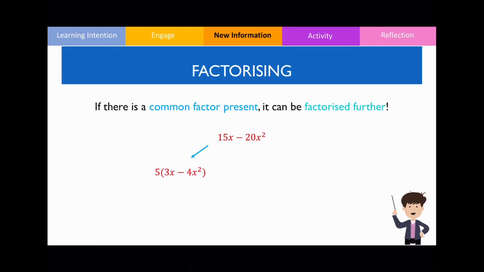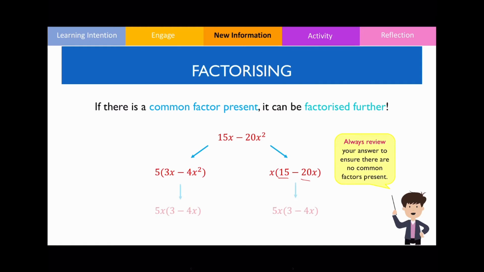Alternatively, another way that a student could factorize this is that they can see that x is a factor of both of these terms, so they might put x outside the bracket. However, as you can see, there's a common factor present within the bracket itself, so 5 can go into both 15 and 20x, so this could be further simplified. I always want to remind you that you need to review your answers so that there are no common factors present, and if you continue to factorize, then this should be the answer that you obtain.